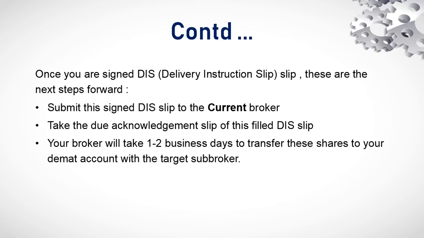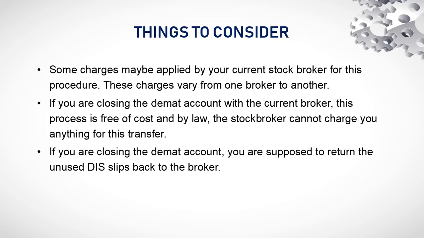Once you have signed the DIS or the delivery instruction slip, the next steps are you have to submit this DIS slip to the current broker. Once you get the acknowledgement slip, then the broker will take 1 or 2 business days to transfer these shares to your Demat account with the target sub-broker.